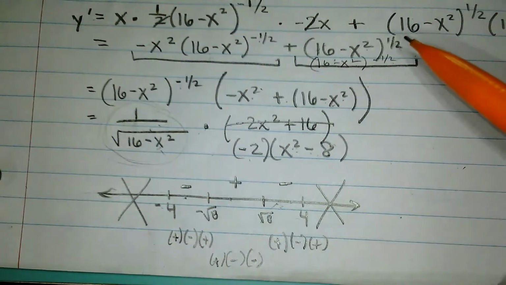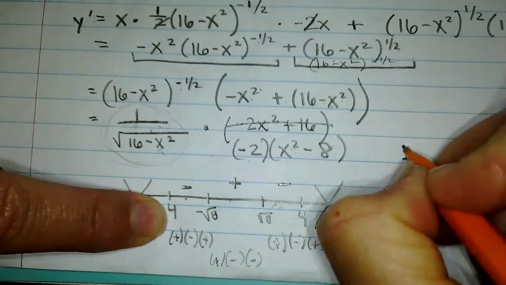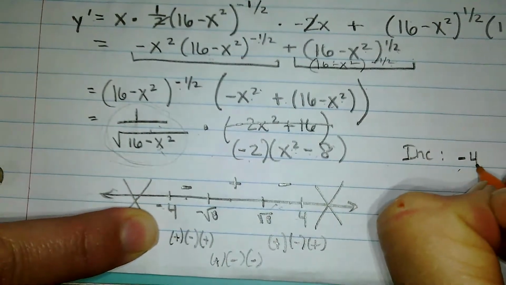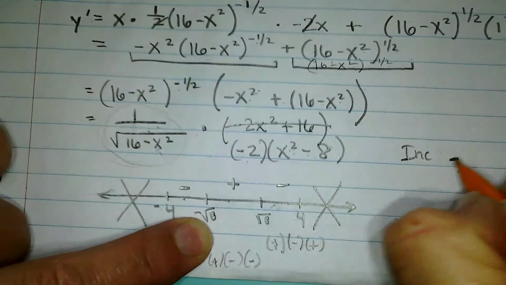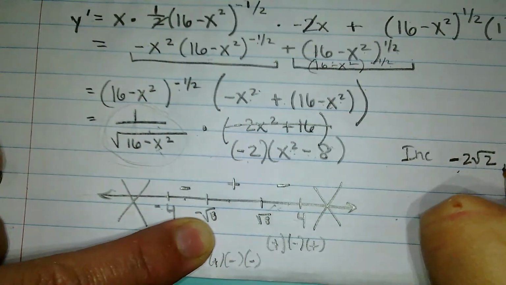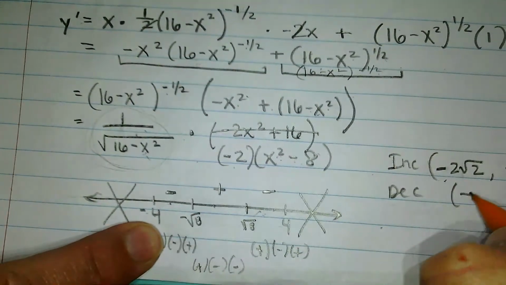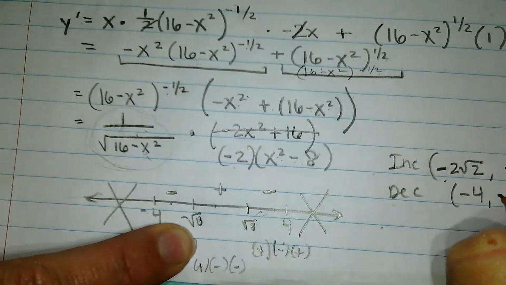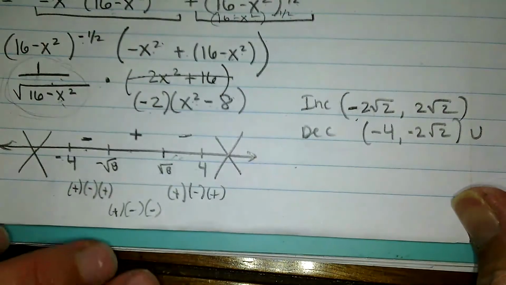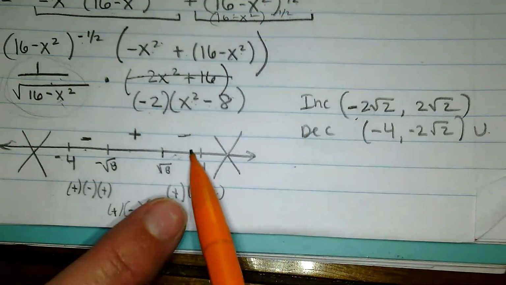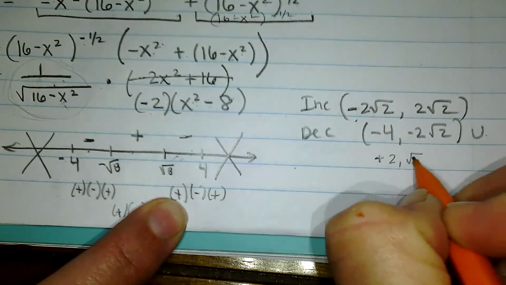So when they ask, identify the open intervals on which the function is increasing, it's increasing from negative 4, increasing from negative 2 root 2 to positive 2 root 2. And it's decreasing from negative 4 to negative 2 root 2. And again, I'm off the screen here, sorry. And again, it's decreasing from negative 2 root 2 to positive 2 root 2.